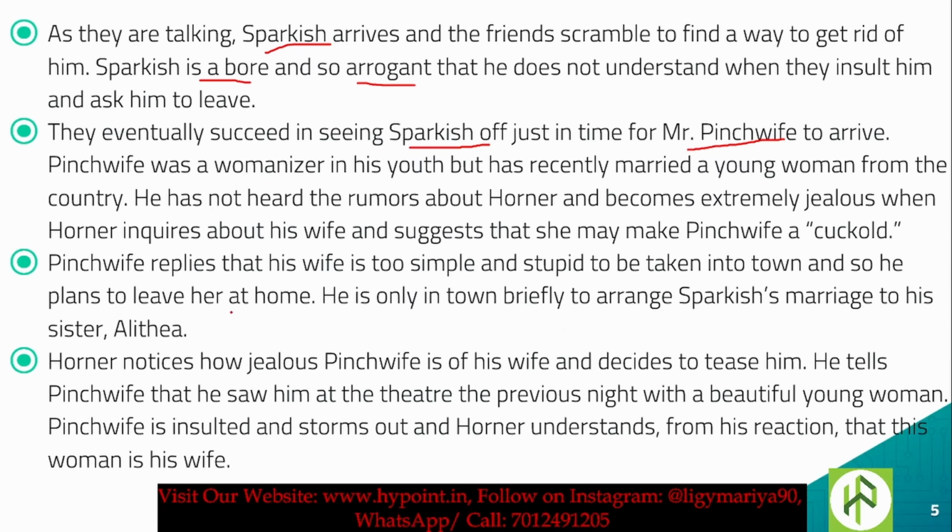So Alethea is another character that Harcourt loves, and Alethea is Pinchwife's sister. So he never leaves his wife alone. He never takes her, Marjorie, in any other space in the town other than the house. So he wants Marjorie to stay in the house, and Pinchwife is in the town briefly to arrange his sister Alethea's marriage with Sparkish, and Sparkish is a bore and arrogant person.